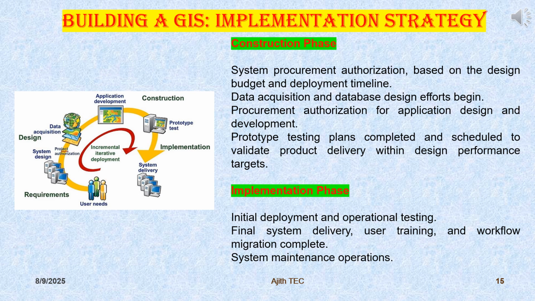Building a geographic information system, implementation strategy. Construction phase. System procurement authorization, based on the design budget and deployment timeline. Data acquisition and database design efforts begin. Procurement authorization for application design and development. Prototype testing plans completed and scheduled to validate product delivery within design performance targets.